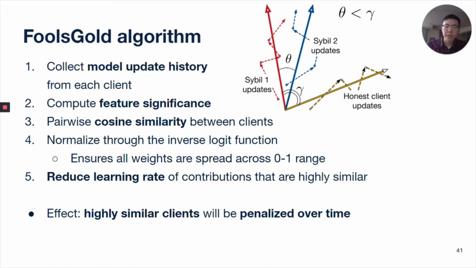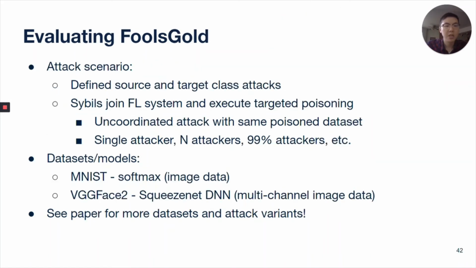A weight of 1 means that the provided model update does not need to be modified or reduced, and a weight of 0 means that the provided update should be completely dropped from the system. This has the overall goal of penalizing contributions from clients that appear highly similar and perform this repeatedly over the federated learning process. We evaluate FoolsGold over a variety of attacks and a variety of different Sybil strategies.